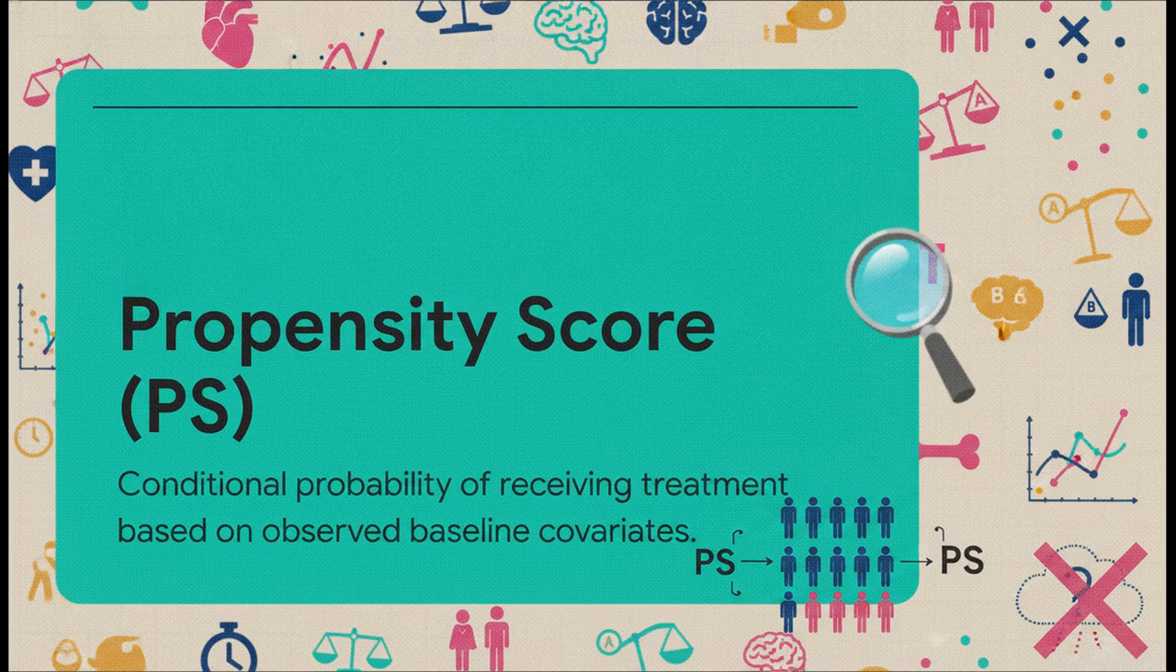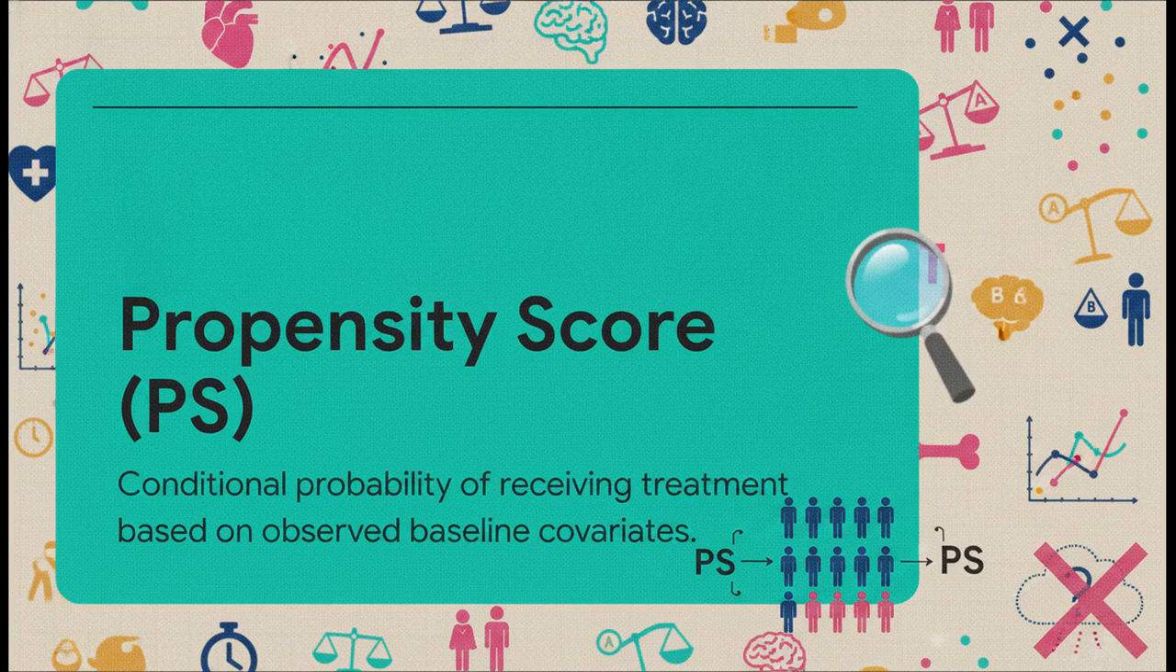So, how do we fix this? Enter the propensity score. We define this as the conditional probability of an individual receiving a specific treatment based purely on a given set of observed baseline covariates. By summarizing all these multiple observed baseline characteristics into one single, neat score, we can effectively group patients with similar scores together. In doing so, we are mimicking the randomization of a clinical trial.